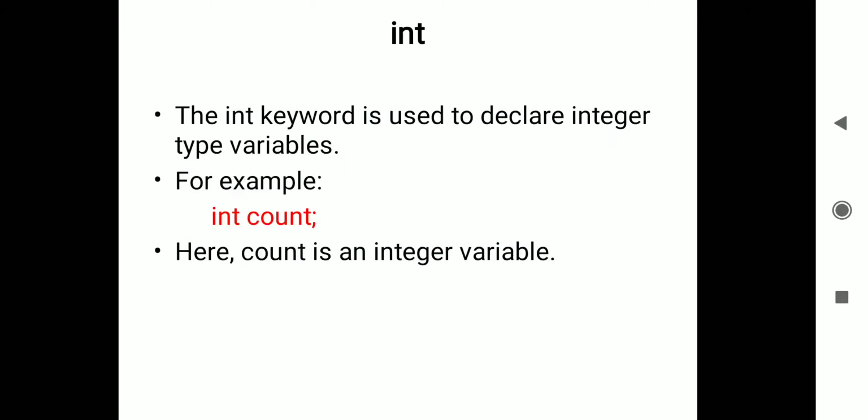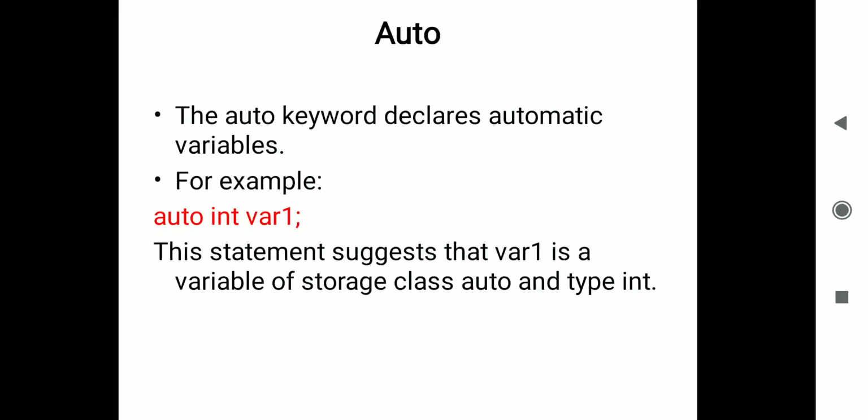The first keyword is int. The int keyword is used to declare an integer type variable. The syntax is first you write the keyword and then the variable name. For example, int count. In that example, int is a keyword and count is a variable name. This is an integer variable. The second keyword is auto.